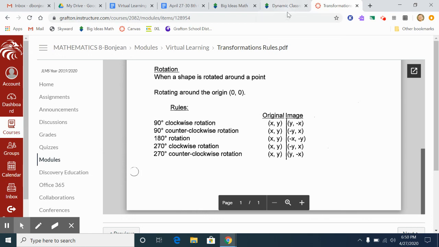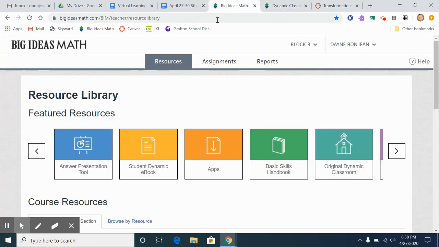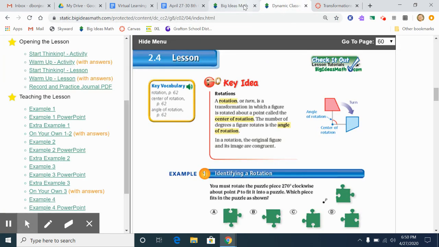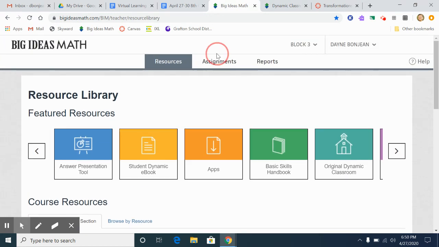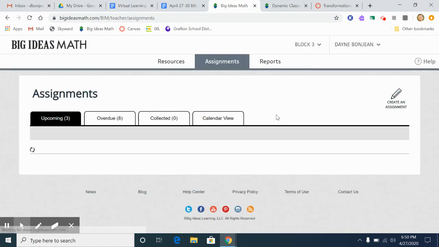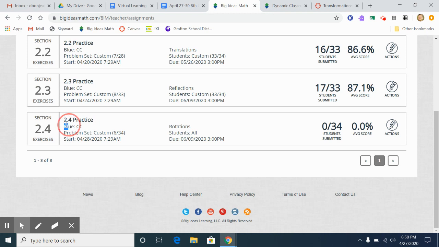I know it's confusing, but at this time, you guys are going to go into your assignments, and you're going to complete the 2.4 practice today. I think it's only like 6 problems on rotations. And again, hopefully this makes sense. If not, email me, please. This is one of the more confusing lessons. It's hard to teach virtually for sure.